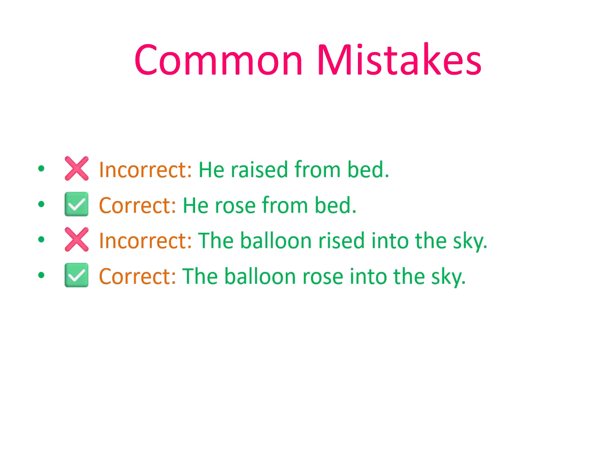Here are some common mistakes students make. If you say he raised from bed, that's wrong, because there is no object. You should say he rose from bed. Also, people often say the balloon rised, but that's incorrect, it should be the balloon rose. Always remember the right verb forms too: rise, rose, risen.